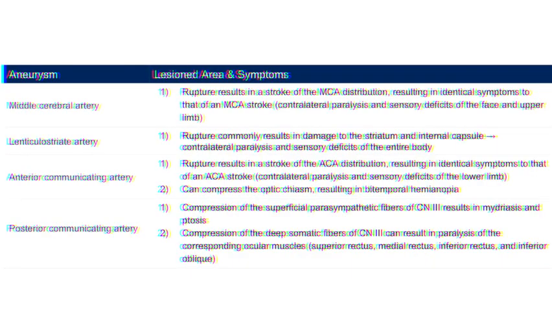From table 8.5, notice that an aneurysm originating from the PCOM can compress the superficial parasympathetic fibers of cranial nerve 3, resulting in mydriasis and ptosis, and compression of the deep somatic fibers of cranial nerve 3 can result in paralysis of the corresponding ocular muscles.